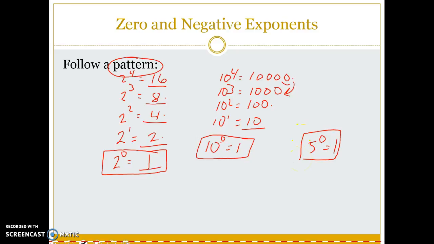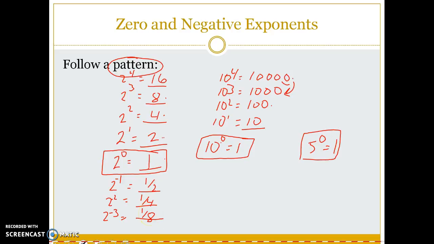And so what happens with negative exponents? Let's say we continue this first pattern down here, 2 to the negative first, 2 to the negative second, 2 to the negative third, and so on. Well, you can try this on your calculators, but you can also look at the patterns here. We had half of 16 is 8, half of 8 is 4, half of 4 is 2, half of 2 is 1, half of 1 is a half. Half of a half is a fourth. Half of a fourth is an eighth.